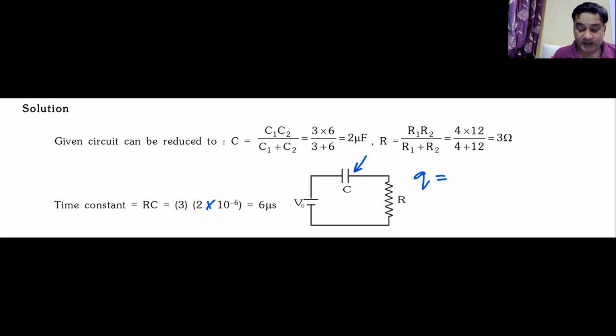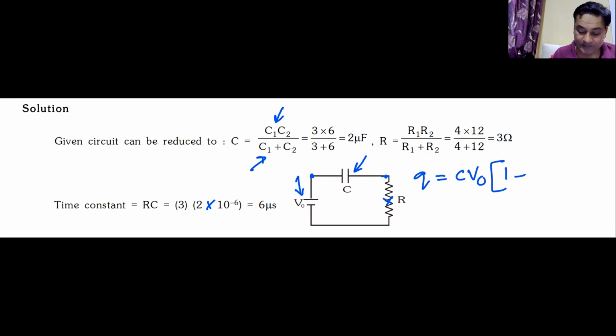What is the final charge? Final charge on this capacitor, which is the series combination of two capacitors. At infinity, no current will flow, so the potential difference between the 2 points will be equal to V naught. Yes or no? So final charge on each capacitor will be C into V naught, where C will be equal to C1 C2 upon C1 plus C2. Yes or no?